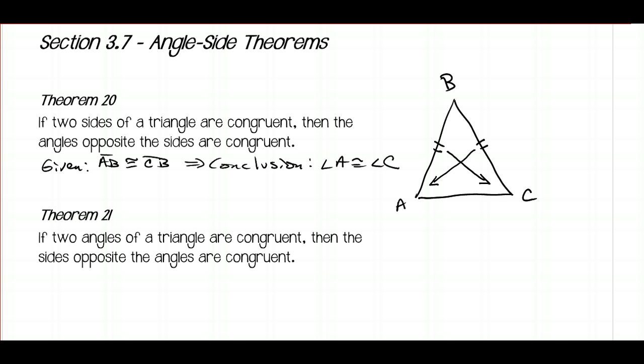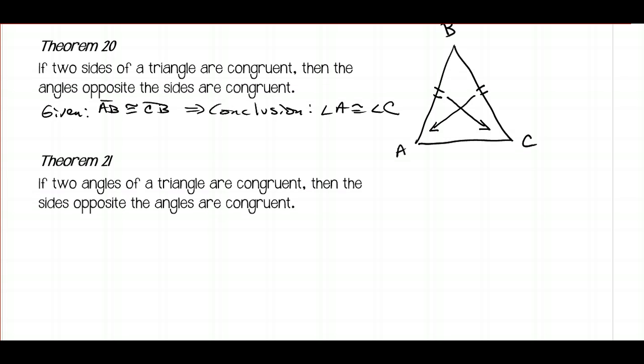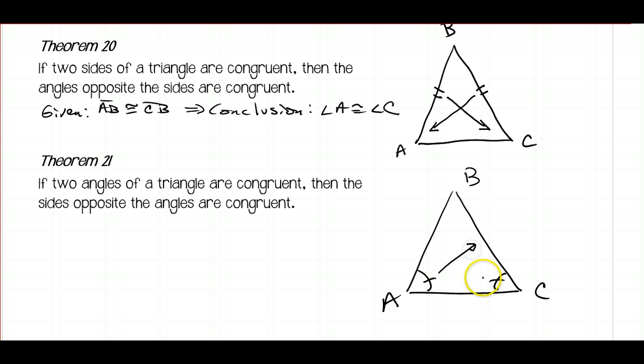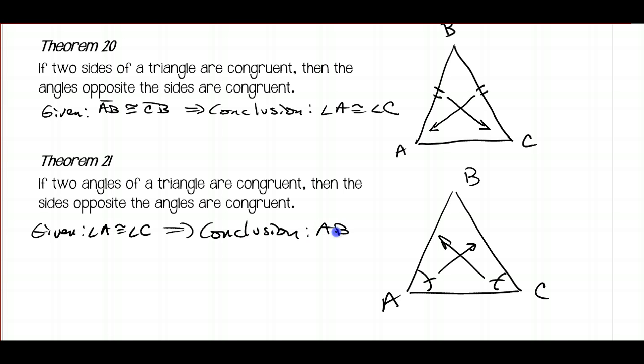Now, this also works the other way around. That's theorem 21. It says if two angles of a triangle are congruent, so now we've got two angles of the triangle. We'll draw the same triangle, ABC, but now we're going to start with the angles congruent, and then the sides opposite them, going across the triangle, would be congruent. So we would just flip-flop our given and conclusion. If we were given angle A was congruent to angle C, then our conclusion would be that AB is congruent to CB.